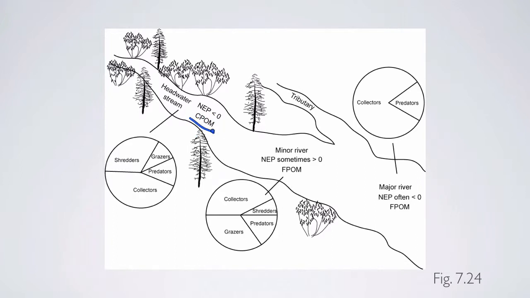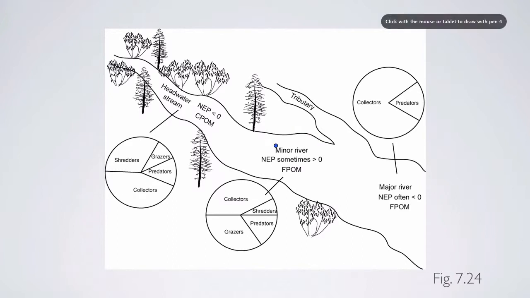coarse particulate organic matter. So here, for the headwater streams, they're shaded, there's a large input of carbon, there's more carbon that's released than is sequestered, net ecosystem productivity is less than zero, and it's dominated by coarse particulate organic matter. With high CPOM, the types of organisms that you find here are collectors and shredders with relatively few grazers and predators.